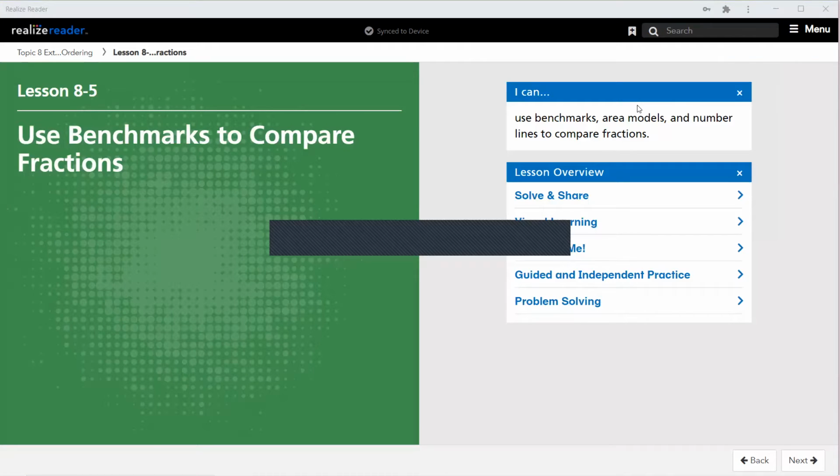Hello again, fourth grade, and welcome to lesson 8-5. In this lesson, we're going to work on using what we call benchmarks and benchmark fractions to be able to compare fractions with each other.